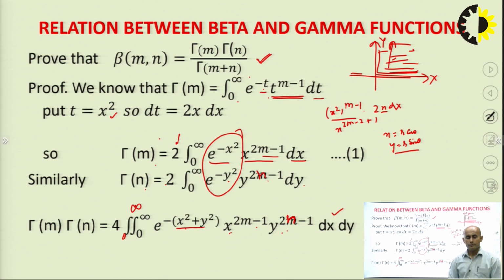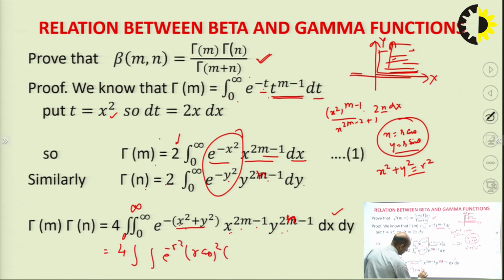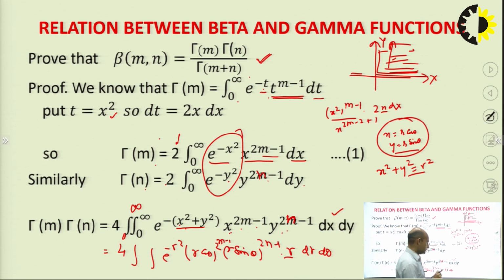As we know, in polar form, x square plus y square equals r square, or if we square these two and add, we get x square plus y square equals r square. So this integration is 4 times e to minus r square, then r cos theta whole square raised to 2m minus 1, then r sin theta raised to 2n minus 1, then r dr d theta.